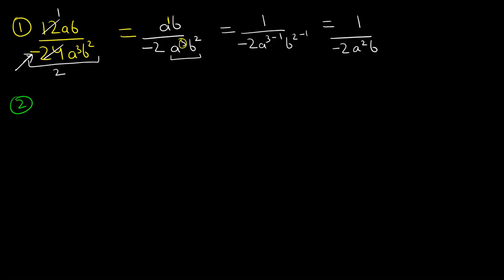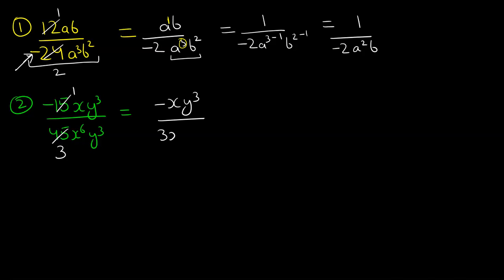Let's take a look at the second one. It will be a little bit different. Okay, we have negative 15 x y cube over 45 x to the power of 6, and y has the power of 3, or y cube. So again we will simplify it. Here in the first step we have 15 times 1, 15 times 3. Then we get negative x y cube over 3x to the power of 6 y cube.